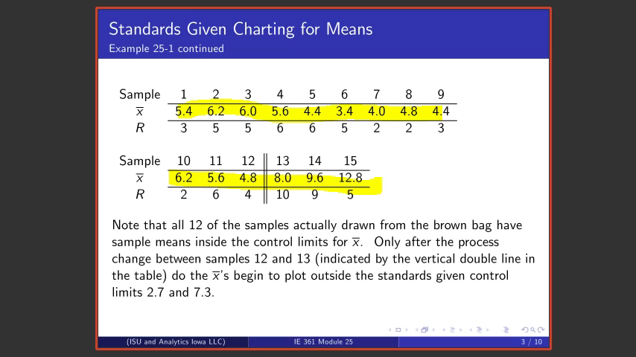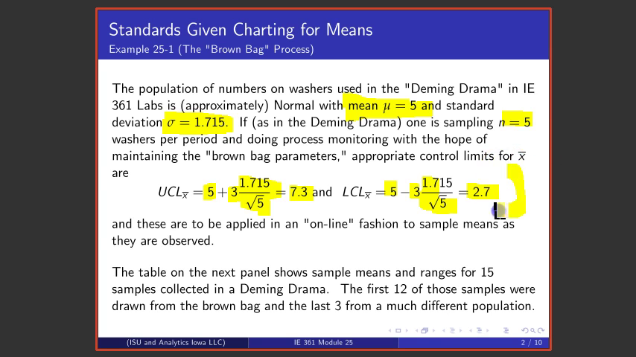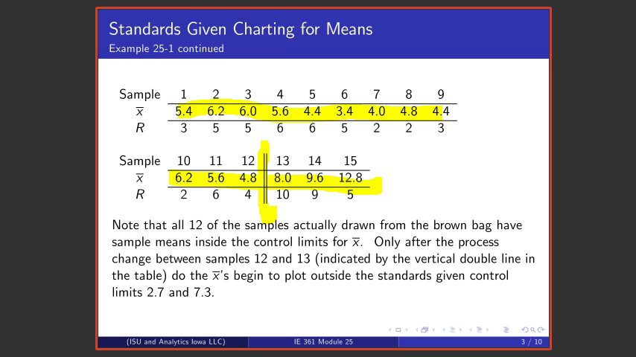The truth is that during that demonstration, only the first 12 samples actually came from the brown bag, but samples 13, 14, and 15 came from a different process, from a different population. If one looks at the first 12 of those X bars, they all fall inside of these standards given control limits here. 7.3 is an upper control limit, 2.7 is a lower control limit. None of those first 12 X bars are unusual in comparison to those control limits, but beginning at sample 13, we get X bars that plot outside of control limits.